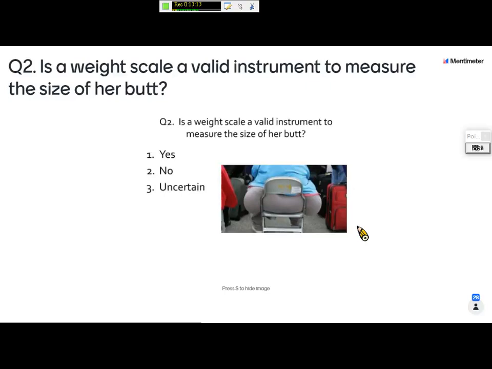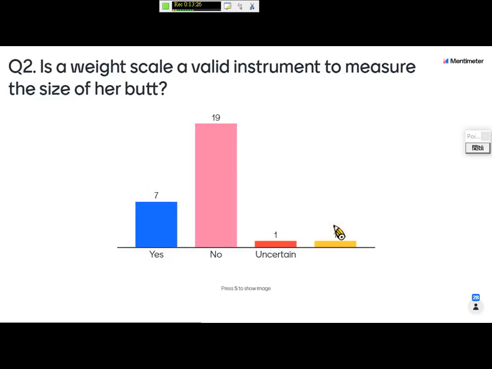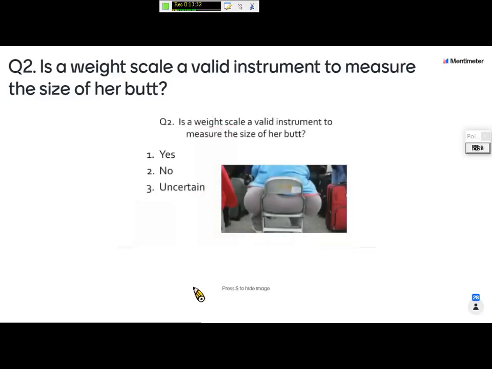Well, let's look at this one. Is a weight scale a valid instrument to measure the size of her butt? Well, if it is measuring her weight, then it is valid, right? So the answer should be no. It's not valid to measure the size, only the weight.